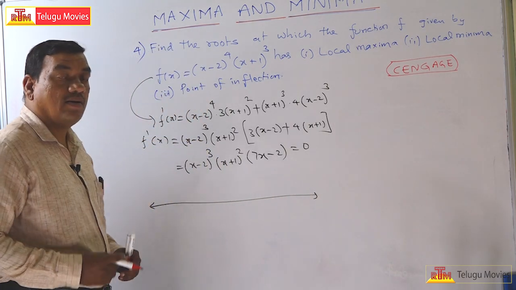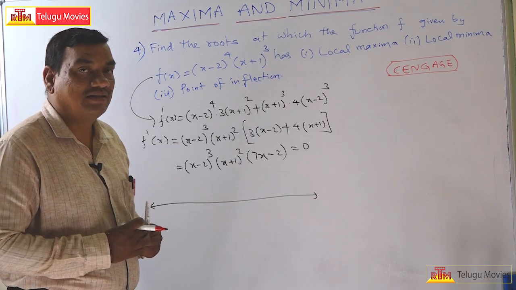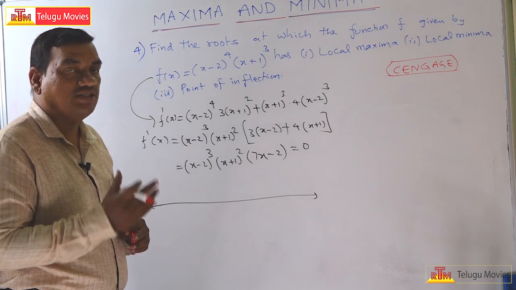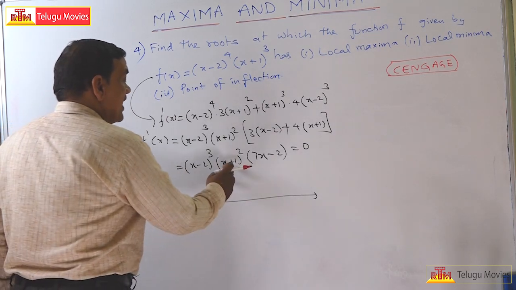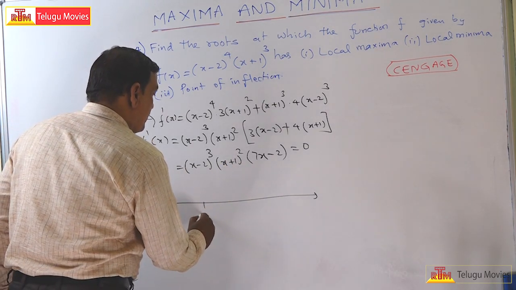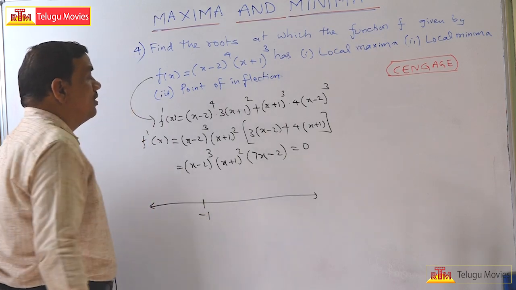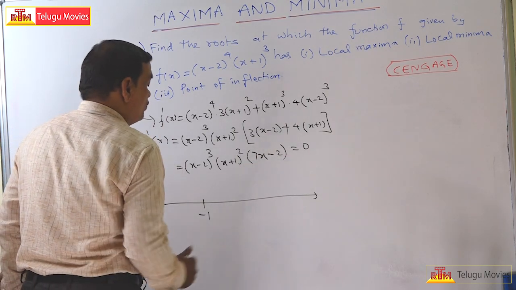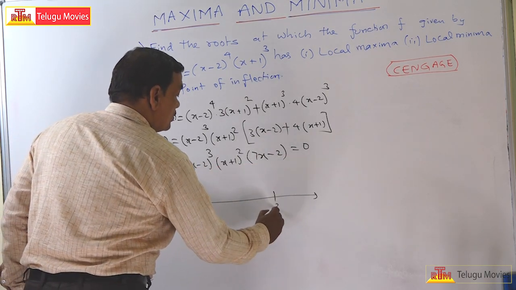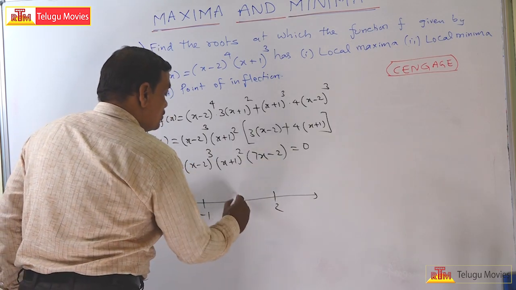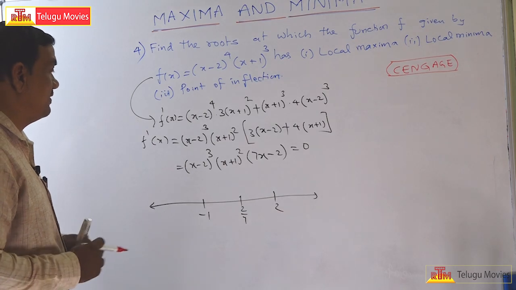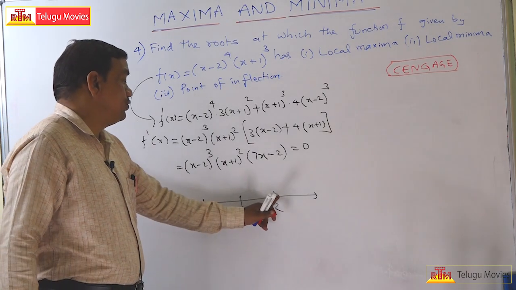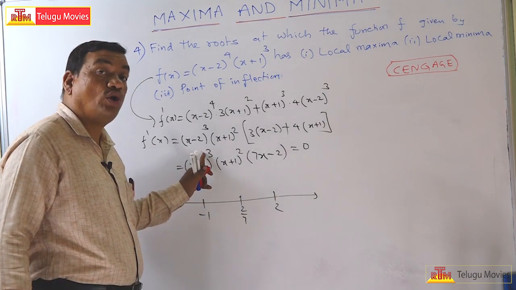So here, what are the points of maxima and minima that we will see here. So x plus 1 is equal to minus 1, and 7x minus 2, see here x minus 2, this is 2, 7x minus 2 equal to 0, so x is equal to 2 by 7. Right. As usual, first is to see here x minus 2 whole cube is there.